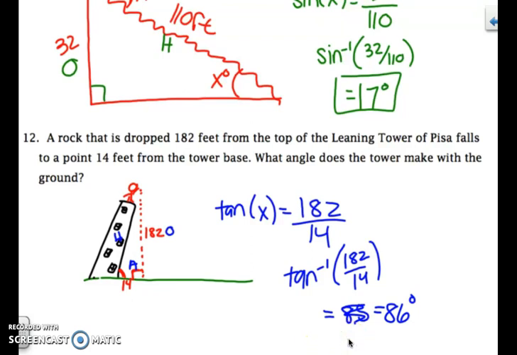Okay, so again, those are how you solve and draw angle of elevation and depression problems. Again, these are tricky. Drawing the picture is very hard if you cannot visualize it.